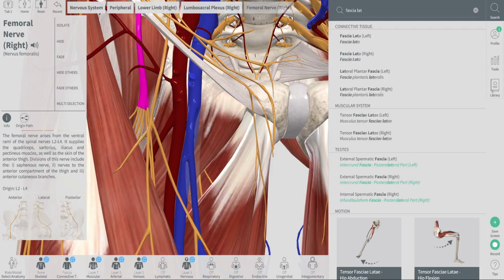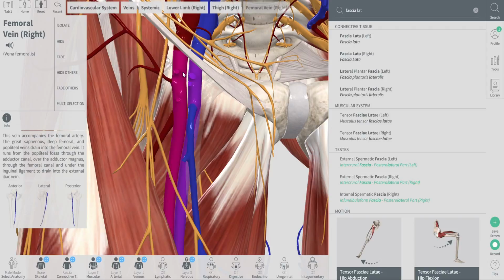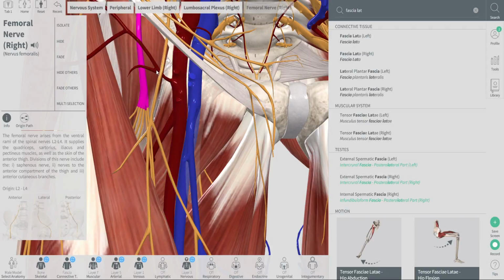And an easy mnemonic to memorize all of these nerves, arteries, and veins is just remember the term vein. So we start off with the vein, then the artery, and then the nerve. So it's basically VAN. So these are the most important regions for you to understand.